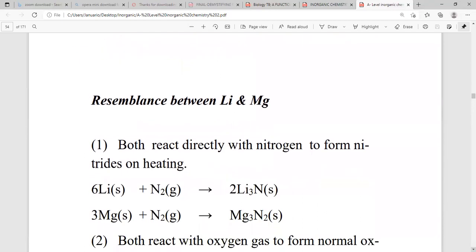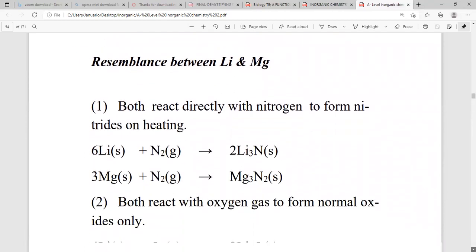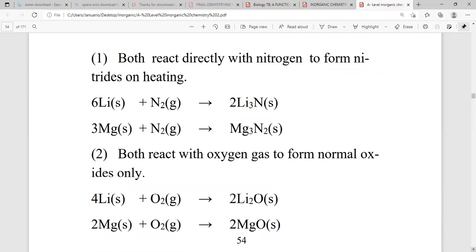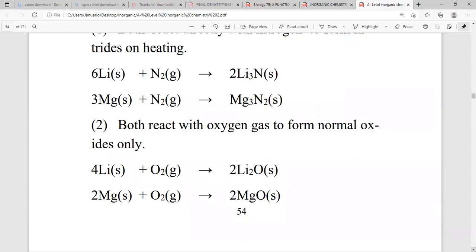So we are looking at the resemblance between lithium and magnesium. We are saying that both react directly with nitrogen to form nitrides on heating. When you get lithium plus nitrogen and you heat, you get lithium nitride. Likewise, magnesium reacts with nitrogen to form magnesium nitride. Both react with oxygen to form normal oxides, that is lithium oxide and magnesium oxide.